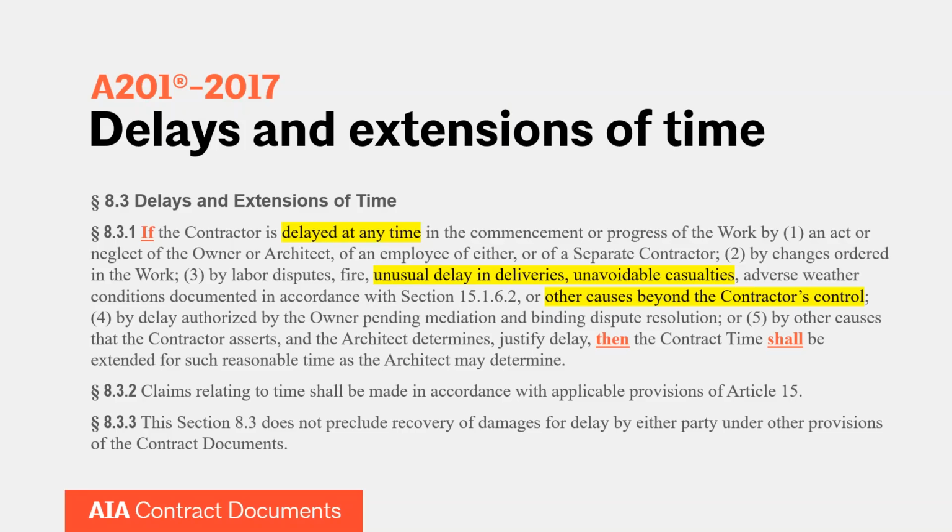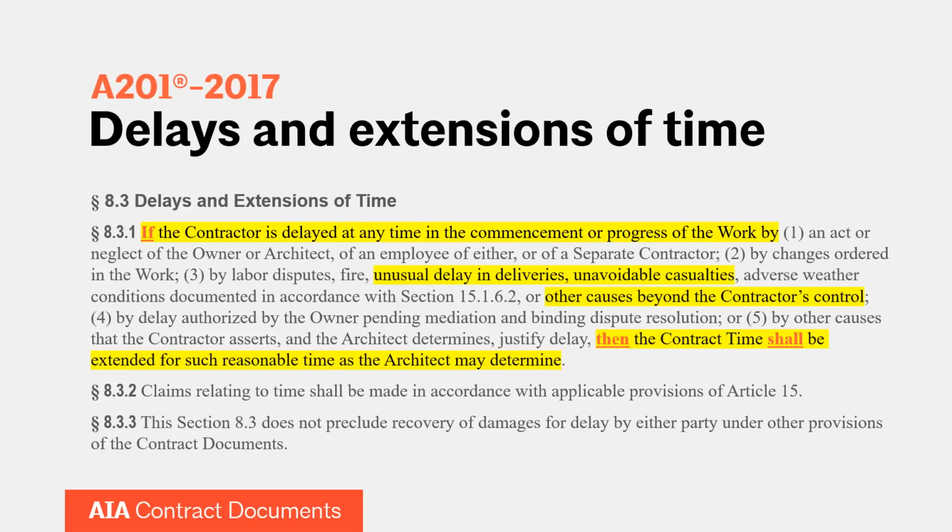Let's look at how this clause would read if a contractor is going to rely on these 3 triggering events in subsection 3 for their claim. It would read: if the contractor is delayed at any time in the commencement or progress of the work by unusual delays in deliveries, unavoidable casualties, or other causes beyond the contractor's control, then the contract time shall be extended for such reasonable time as the architect may determine. So that's your sentence if the contractor is going to rely on subsection 3.